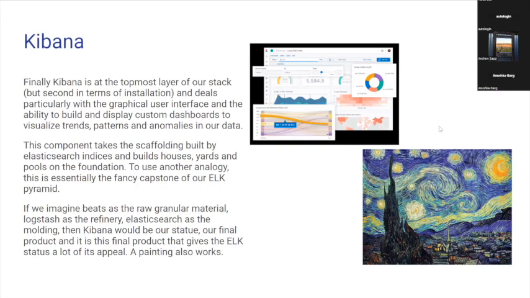Moving forward with Kibana. Finally, Kibana is the topmost layer of our stack and deals particularly with the graphical user interface. It has the ability to build and display custom dashboards to visually understand the trends, patterns, and anomalies of our data. That will help us understand what's happening with the data and how we can use it in the future. This component takes the scaffolding built by Elasticsearch indices and builds houses, yards, and pools on the foundation. To use another analogy, this is the capstone of our ELK pyramid. If we imagine Beats as raw granular material, Logstash as a refinery, and Elasticsearch as the modeling, then Kibana would be our statue, the final product we actually work on.